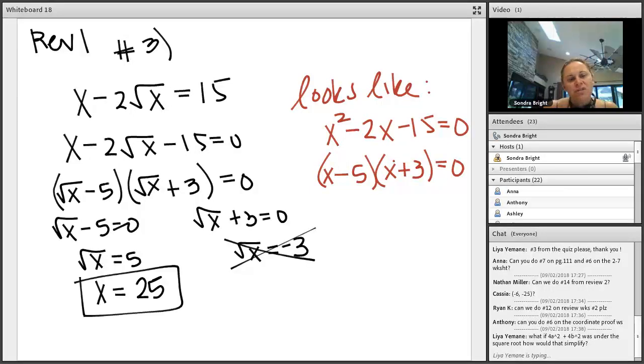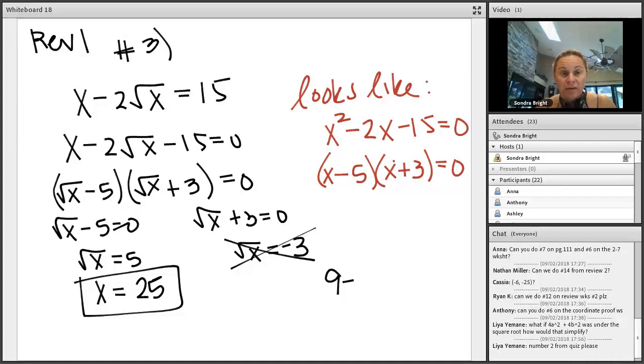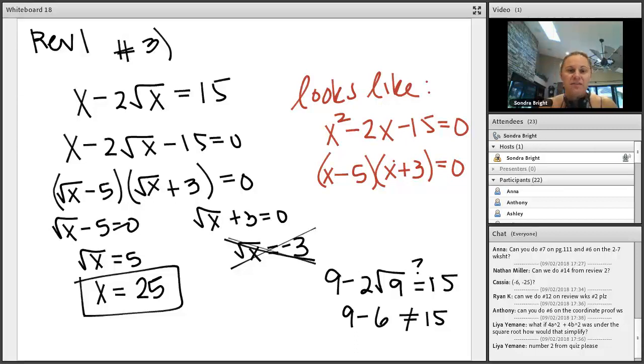The other thing you could do is, if you solved it and you got x is 9, you want to make sure you plug it in, because if you plug it in, it will not work. 9 minus 2 times rad 9, is that equal to 15? Definitely not, because that would be 9 minus 2 times 3 is 6. Definitely not equal to 15, so we throw that guy out. And so your answer is just 25, which should make sense because it's an x to the power of 1, and so you should have one answer.